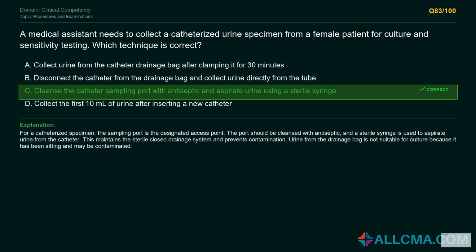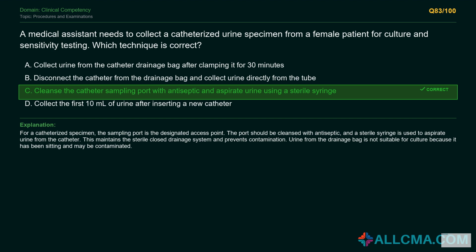The correct answer is C. For a catheterized specimen, the sampling port is the designated access point. The port should be cleansed with antiseptic, and a sterile syringe is used to aspirate urine from the catheter. This maintains the sterile closed drainage system and prevents contamination. Urine from the drainage bag is not suitable for culture because it has been sitting and may be contaminated.